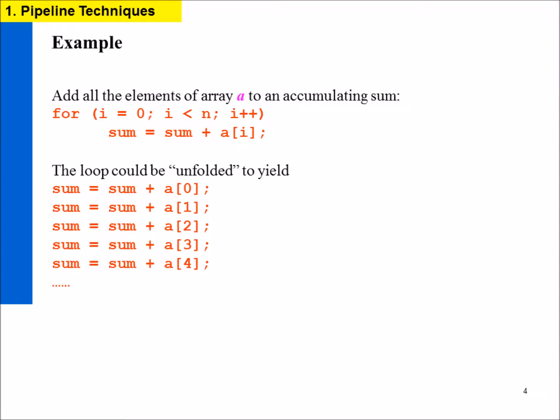As an example of a sequential program that can be formulated as a pipeline, consider this simple loop which adds all the elements of the array A to an accumulated sum. So we could actually unroll this loop to show sum equals sum plus A sub 0, sum equals sum plus A sub 1, sum equals sum plus A sub 2, and so on. So one pipeline solution would be to have a separate stage for each statement.